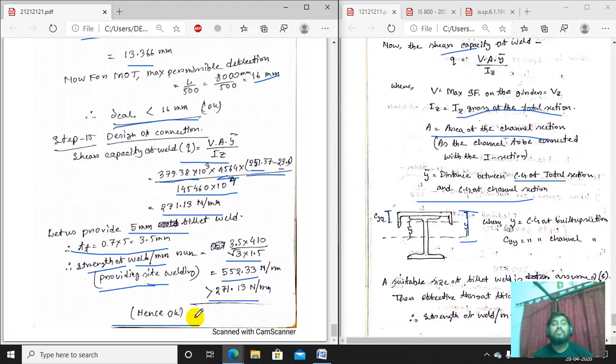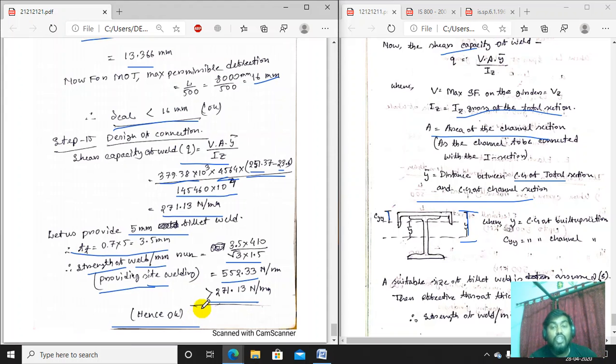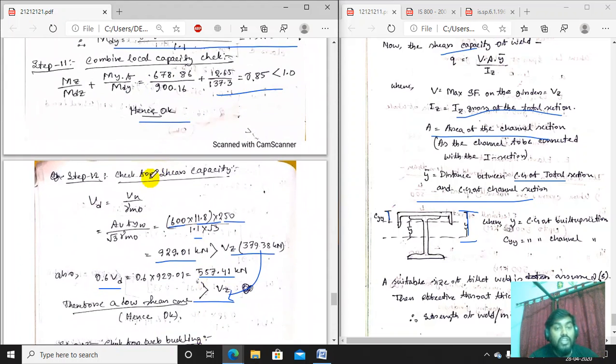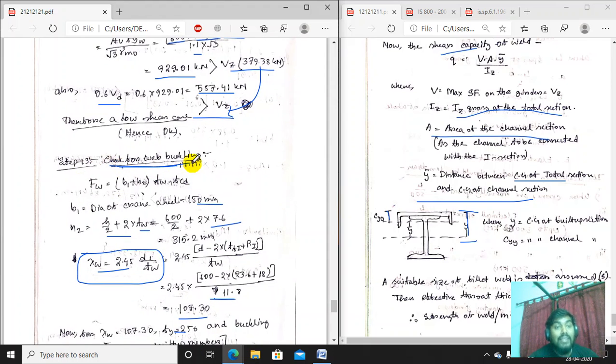Some of the steps, like design of the connection, if it is not specified, you do not have to do. Design of the deflection check, you can skip. The buckling check, that means the check for shear or web buckling, you can also skip. But the other steps you have to do. This is a very lengthy math, so if you are doing it in your exam, please do it after much more practice, because practice is much needed. So this is the final math of the gantry girder.